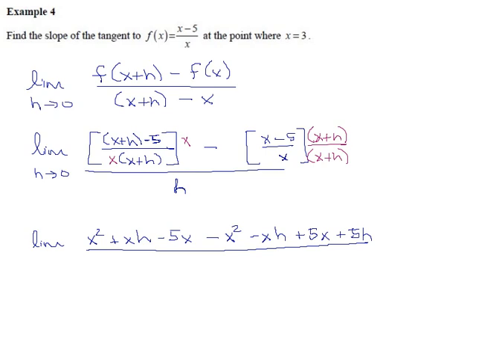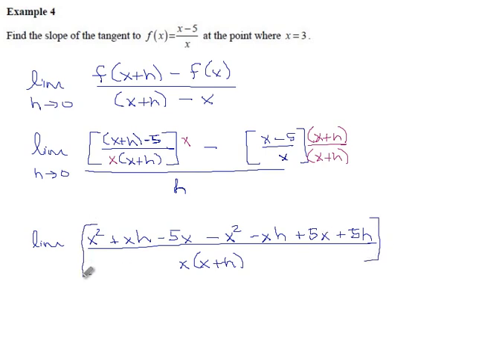And all that is over, oh, sorry, that was a little premature. The denominator for both of these is x plus h. So everything I just wrote is over x plus h, and all that is our numerator, and it's all over h. Don't worry, that was most of the work.